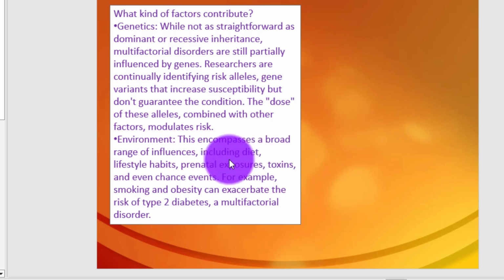Environment. This encompasses a broad range of influences, including diet, lifestyle habits, parental exposure, toxins, and even chance events. For example, smoking and obesity can exacerbate the risk of type 2 diabetes, a multifactorial disorder.